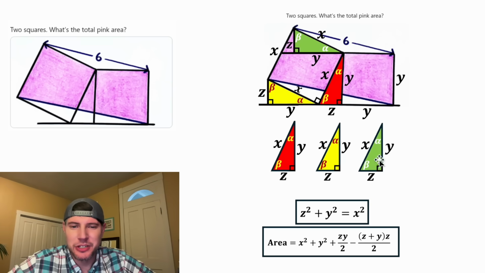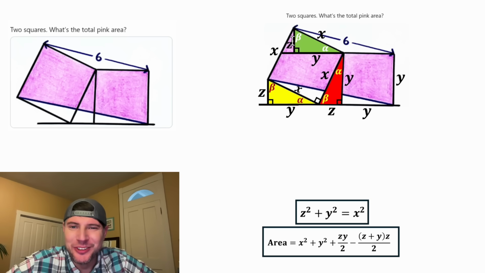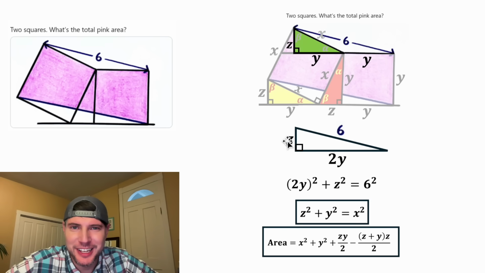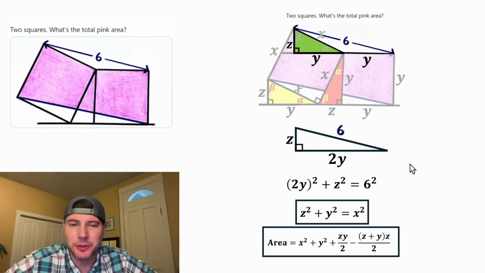And now I think we're done with these triangles. From here, the only thing missing is this side, and it's one of the sides of the square, so it's equal to y. And now let's focus on our new triangle. The hypotenuse is equal to 6, the height is equal to z, and the base is equal to 2y. And since it's a right triangle, we can do the Pythagorean theorem again. It'll be 2y squared plus z squared is equal to 6 squared.